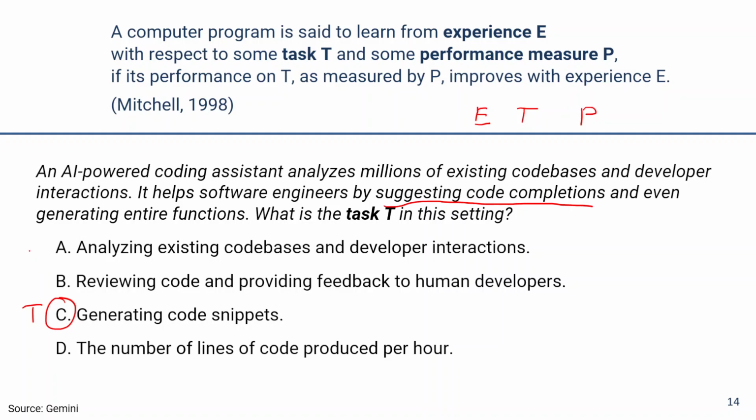Yes, A is actually experience. So it will analyze this code to get some experience, right? So it's actually the data you give to the model. So it's an experience. And so what is P, everyone? Performance measure? Yes, that's correct. It's D, right? This one can be used as one performance measure, but it's not the unique one, right?